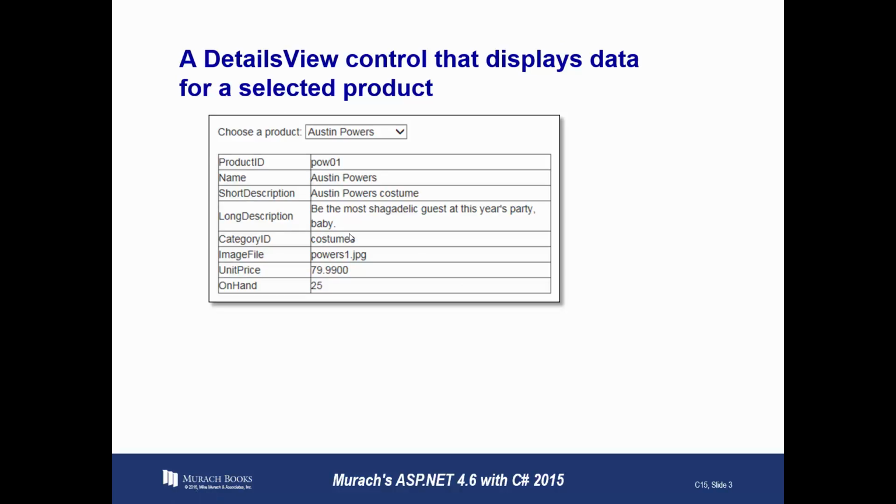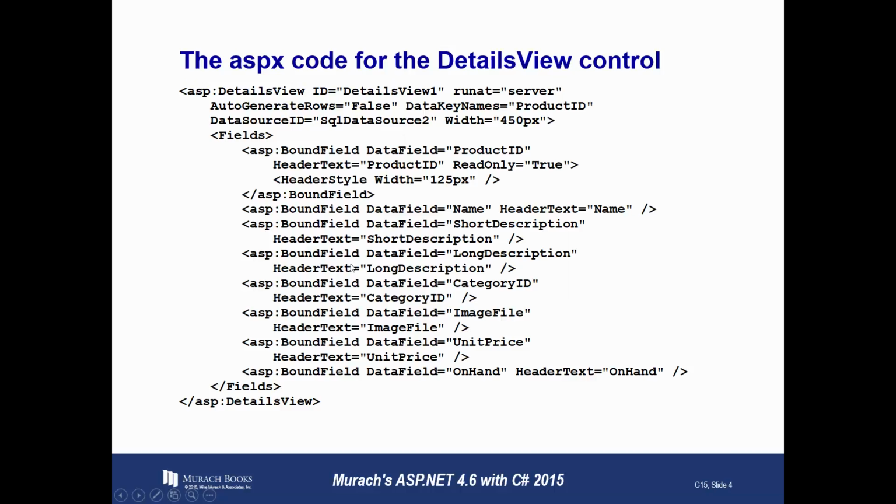Let me just start by saying that this right here is a master detail page. So the master would be here. You're choosing a product, Austin Powers, and the detail would be here. That's all the details about the Austin Powers product. If you changed that and chose fog machine, that would have all the information about a fog machine, etc.